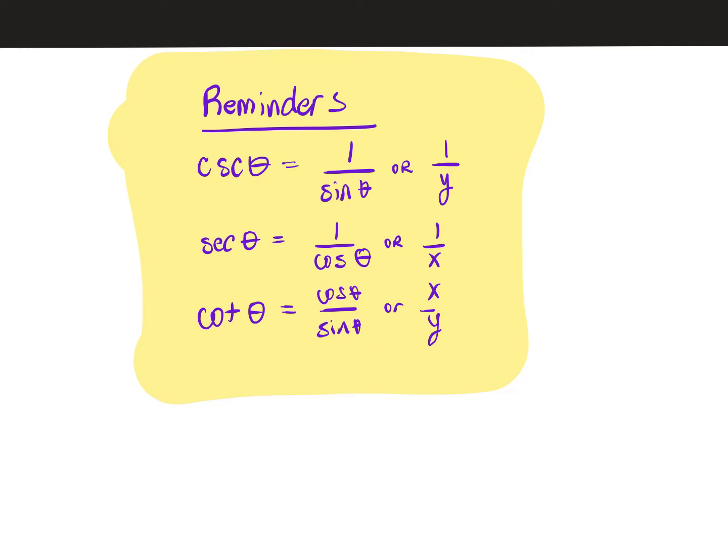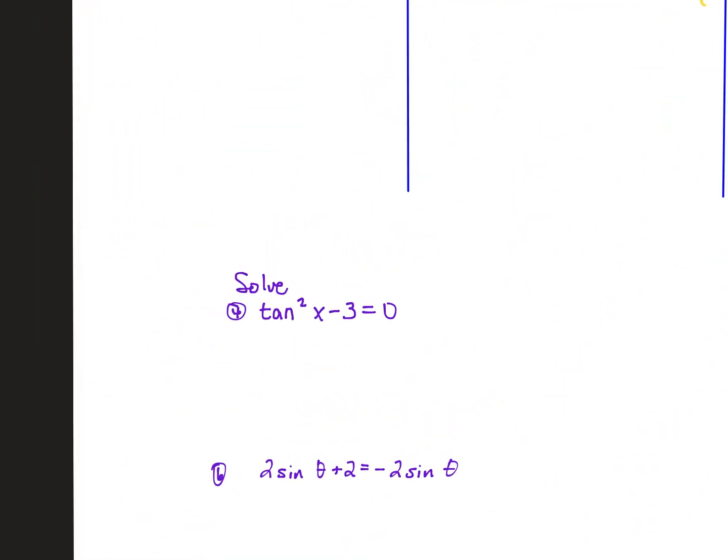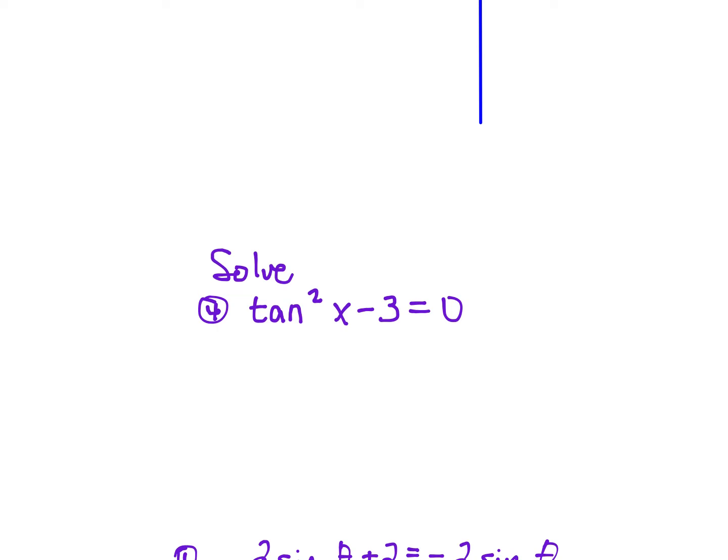Know what they are, okay? You will not be given that on your test tomorrow. But the first thing I'm going to do here is it says to solve. We're solving over the interval of 0 to 2 pi. It's going to say it on your questions. I'm just looking for one trip around the unit circle. That's it.